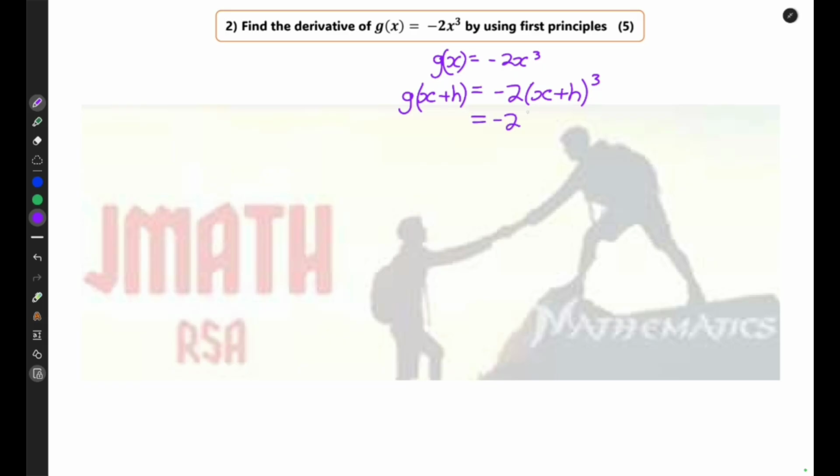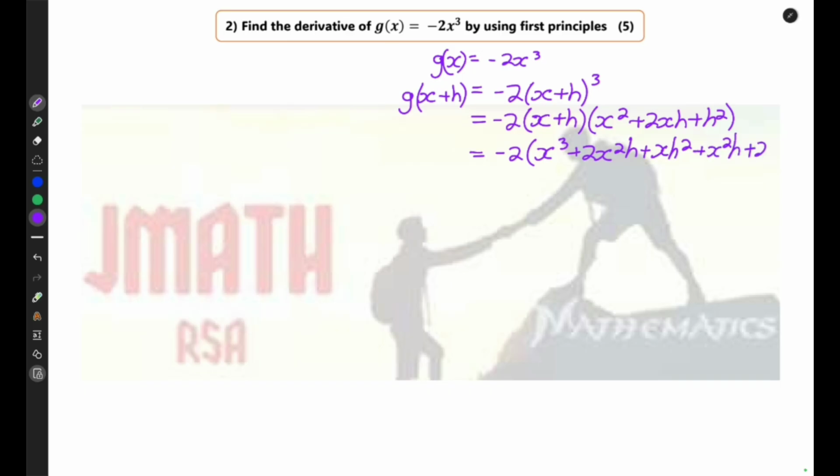I am going to rewrite this as 3 of these brackets next to each other. Just to save time, I'm going to FOIL the last 2 already. So I know that's going to be x squared plus 2xh plus h squared. Now I need to multiply all of these with an x, and then all of those with an h, and then only I can multiply in the minus 2. So x cubed plus 2x squared h plus xh squared plus x squared h plus 2xh squared, and then I don't have space, but there's an h cubed at the end there.